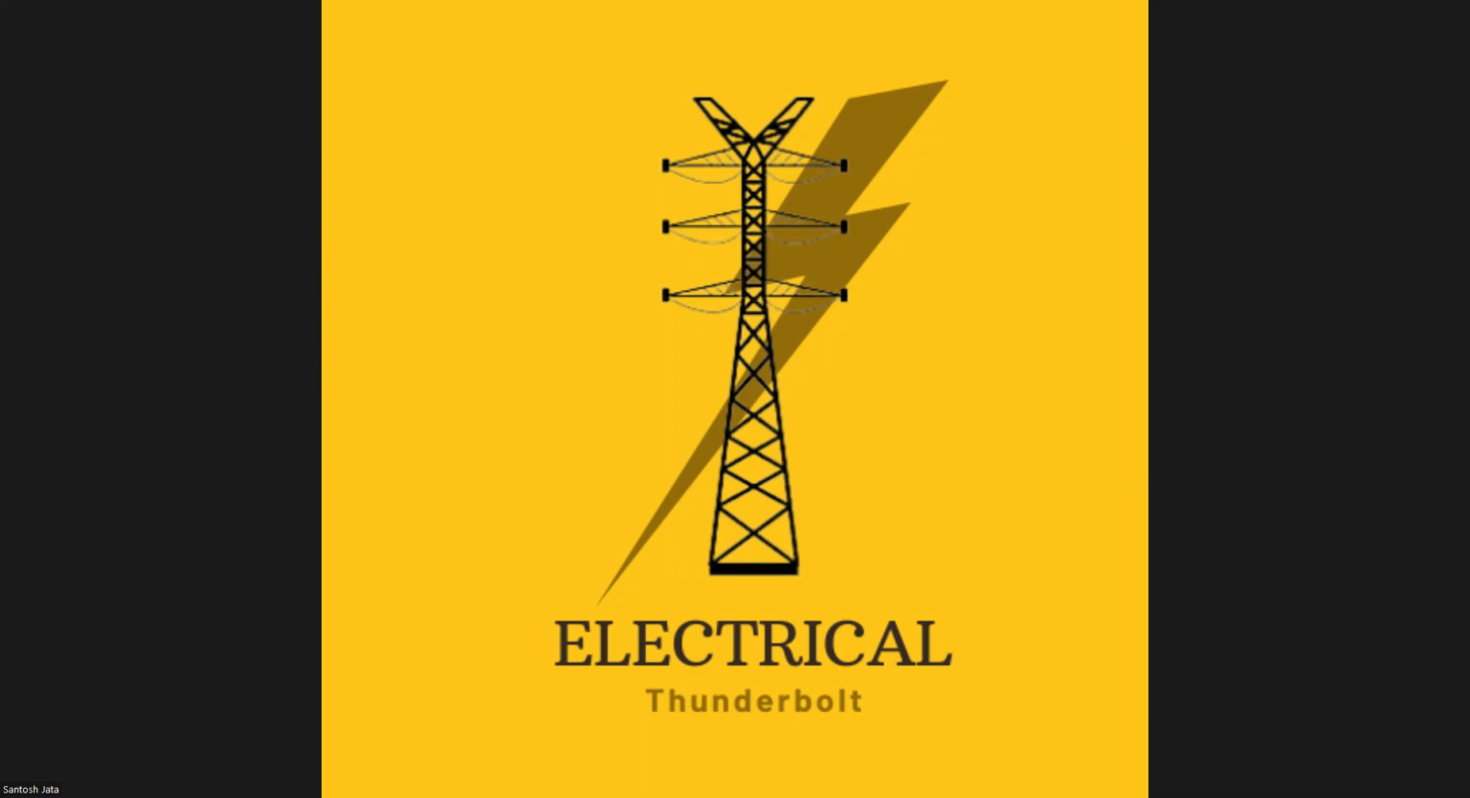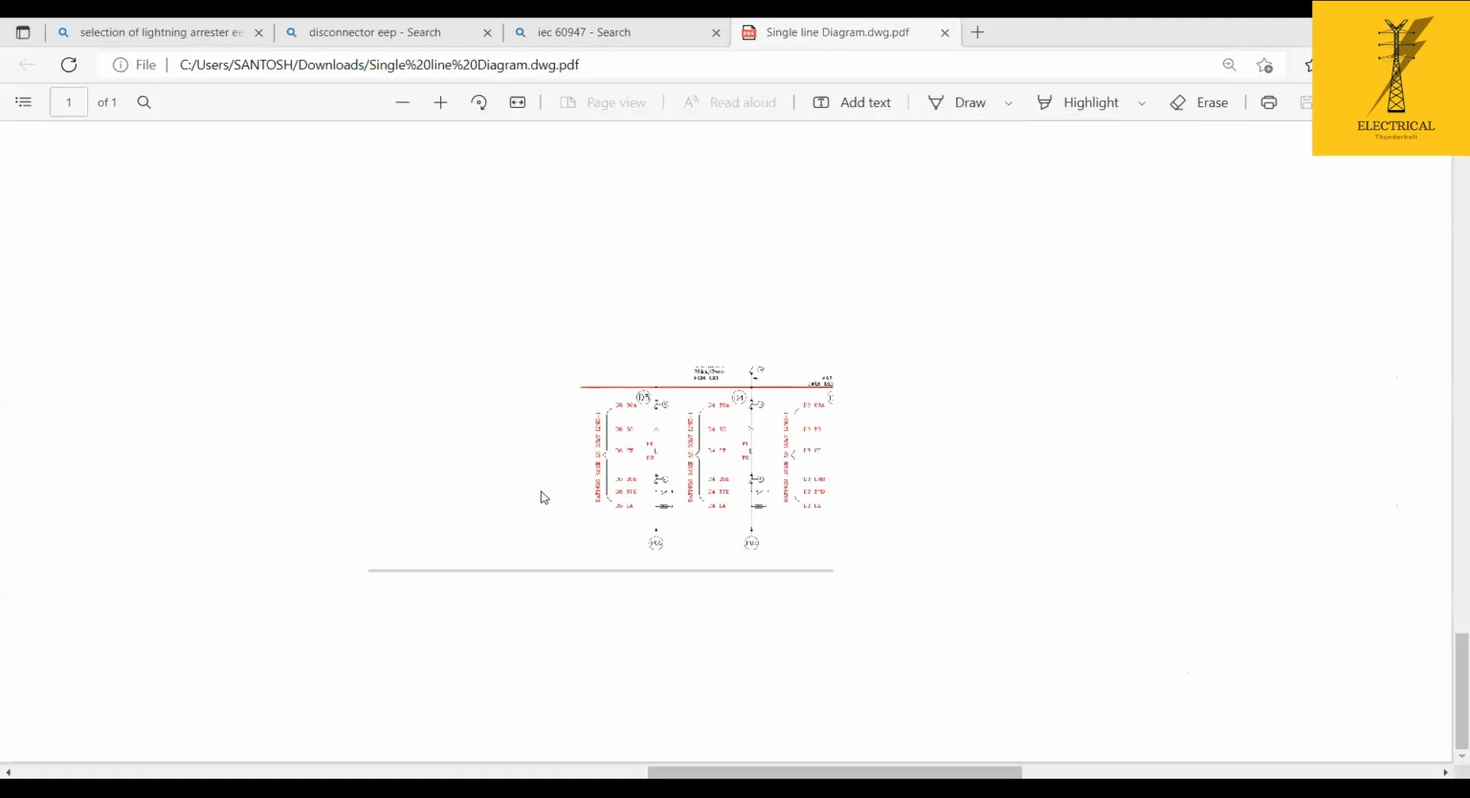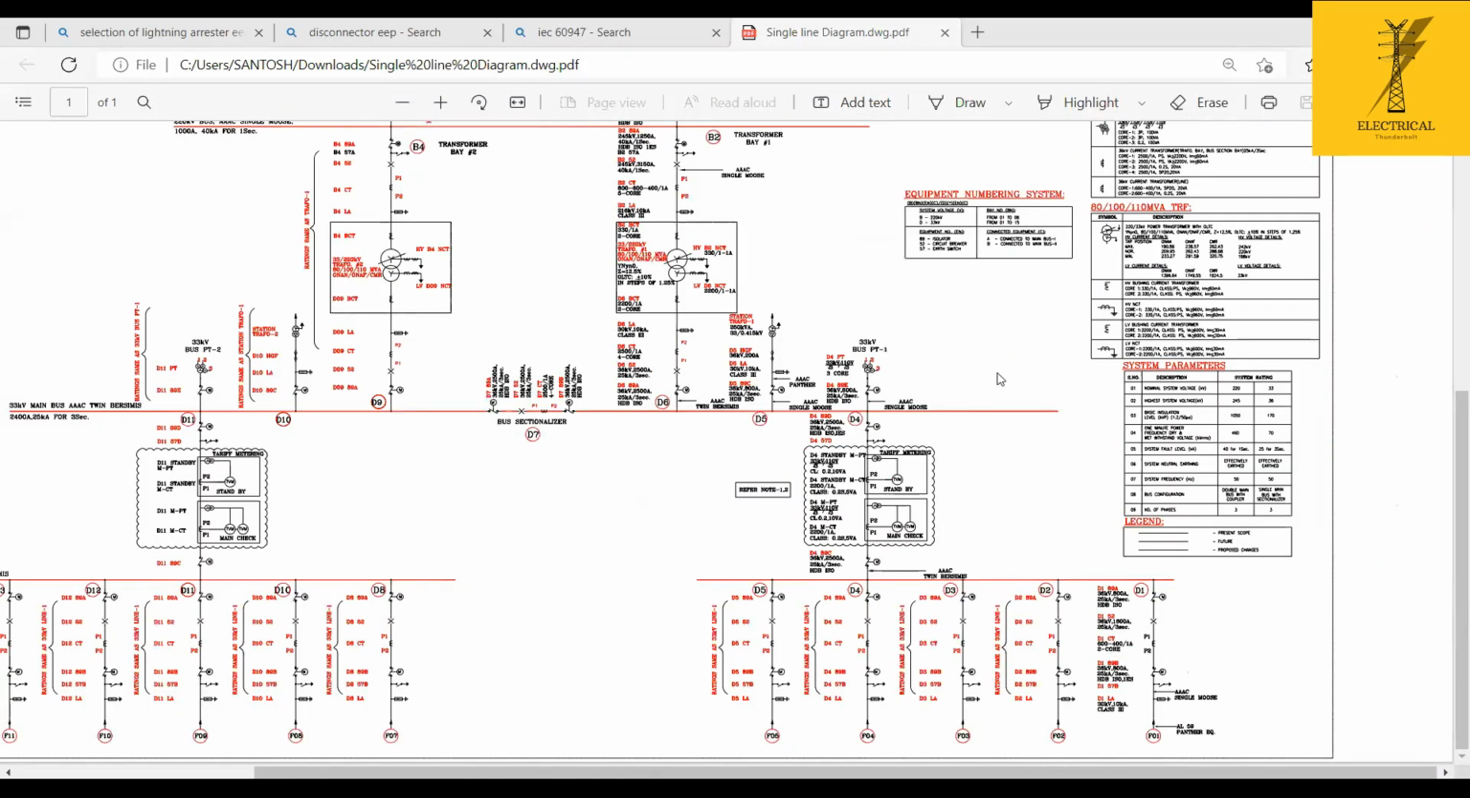So today, let's start our session on the disconnector topic. Today we will do the selection of the isolator disconnector. So let's talk about this one. Meanwhile, I want to share our SLD with you.